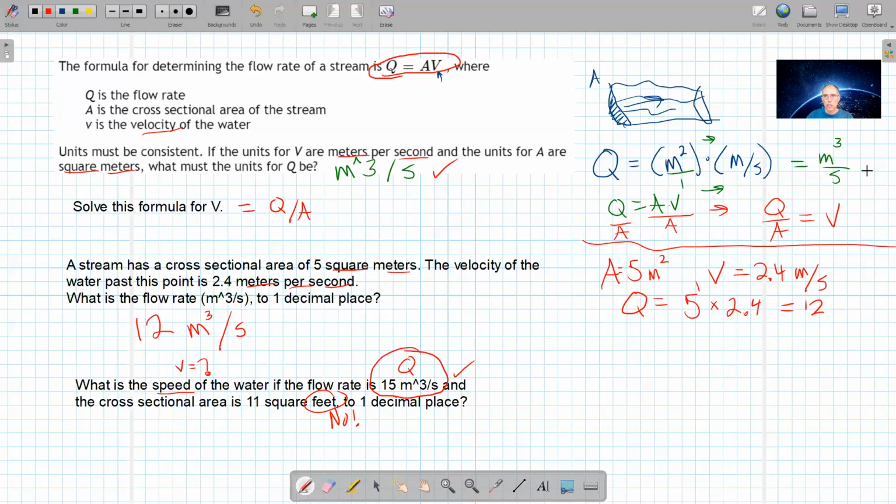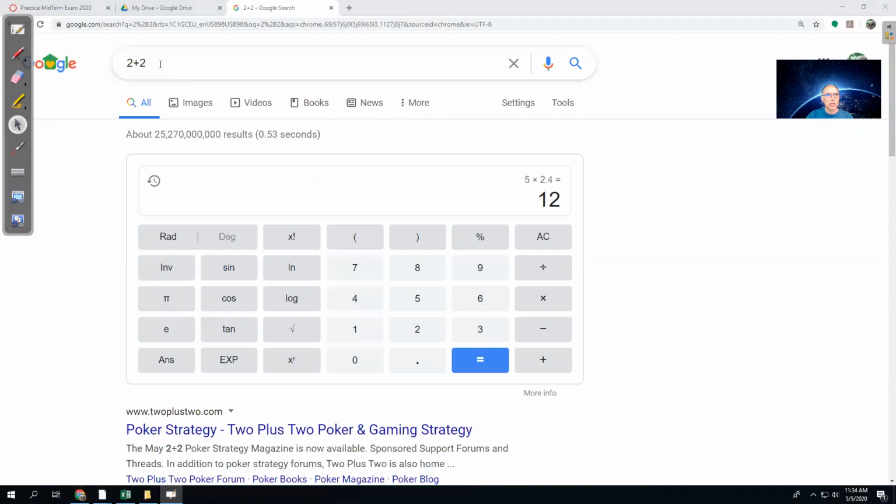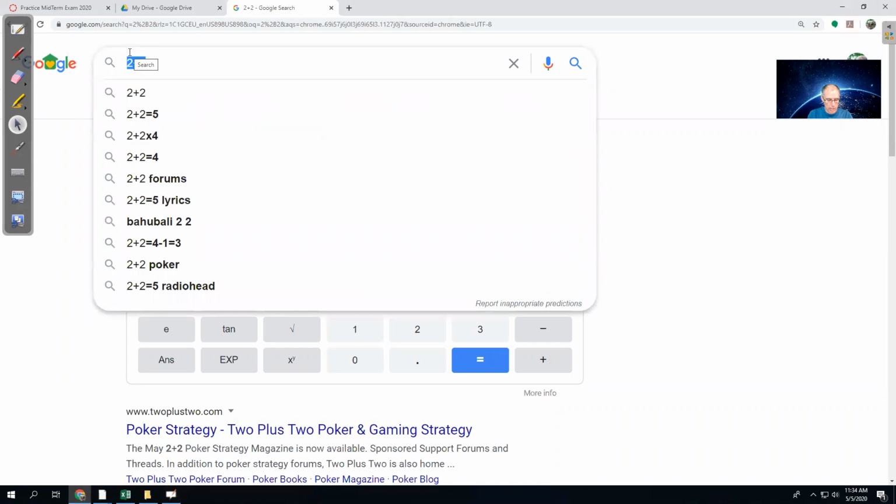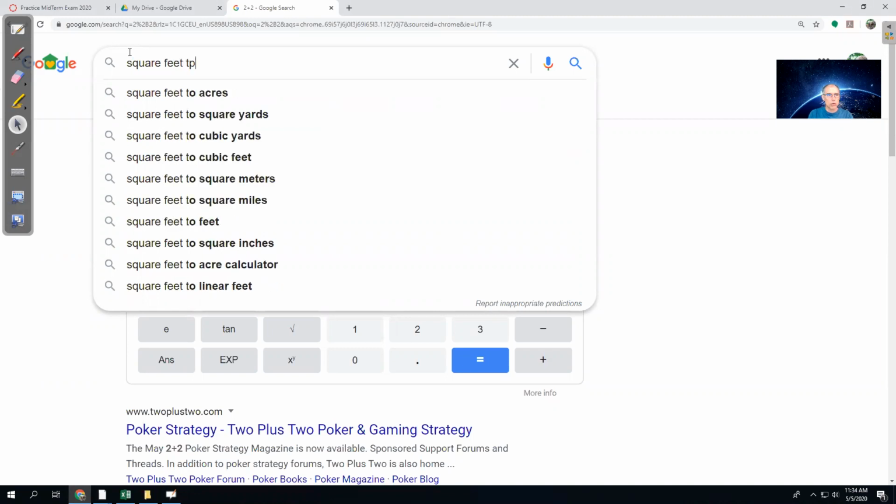So that means we're going to have to look something up. And so let's see, I want square feet to meters.